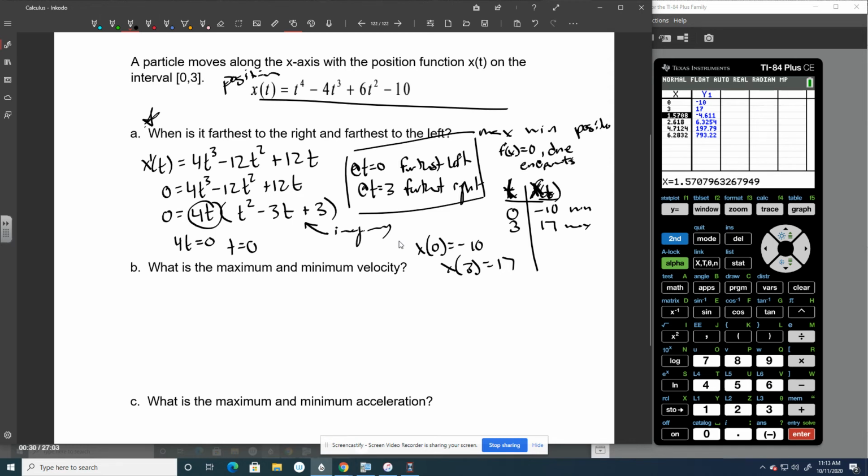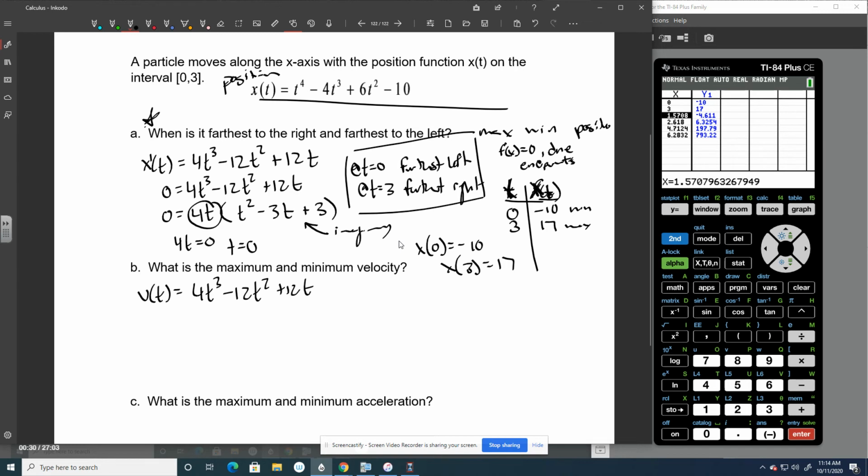So part B says, what is the maximum and minimum velocity? And I like this question because we're trying to maximize and minimize the velocity. So my velocity function is my derivative from my position, right? When I take the derivative of position, I get the velocity. So my velocity function is just 4t cubed minus 12t squared plus 12t.